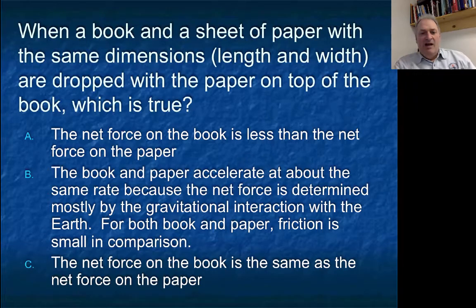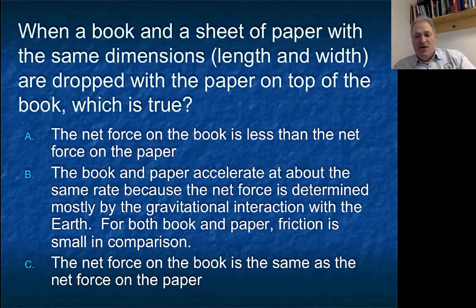All right, let's analyze each answer. A says the net force on the book is less than the net force on the paper. Can that be true? No. The book and the paper accelerate down at the same rate. The mass of the book is greater than the mass of the paper, and so the force on the book has to be greater than the force on the paper, or they would not accelerate down at the same rate. So A cannot be correct.